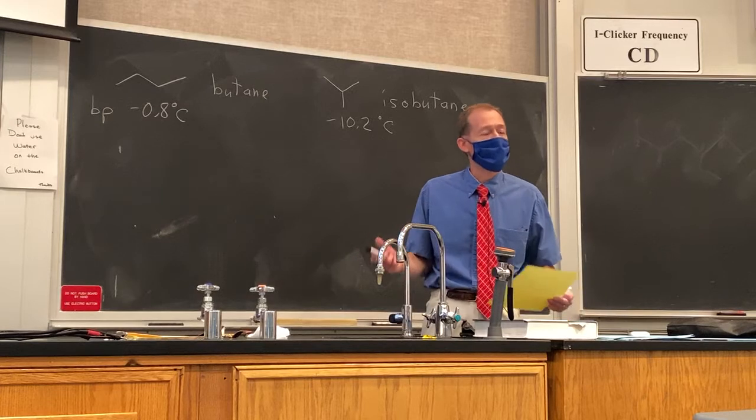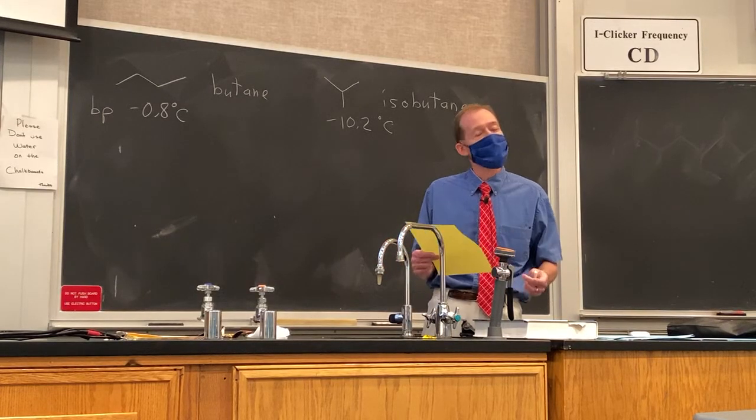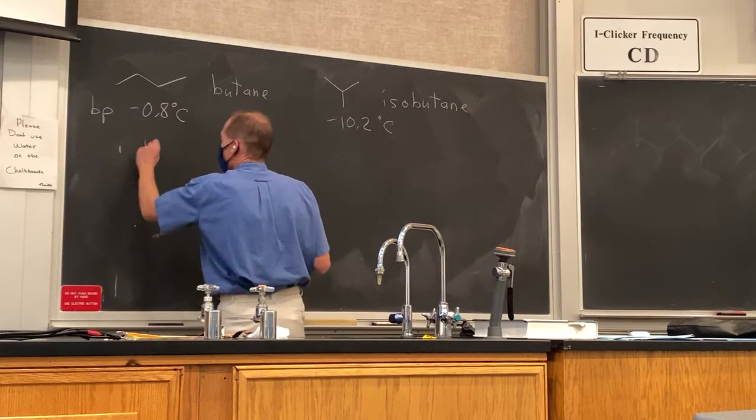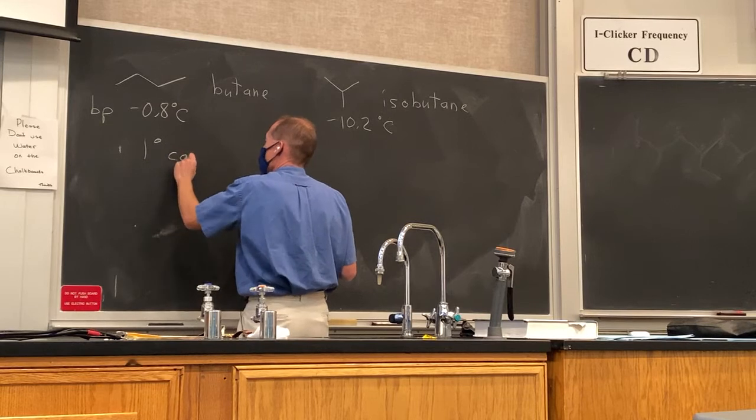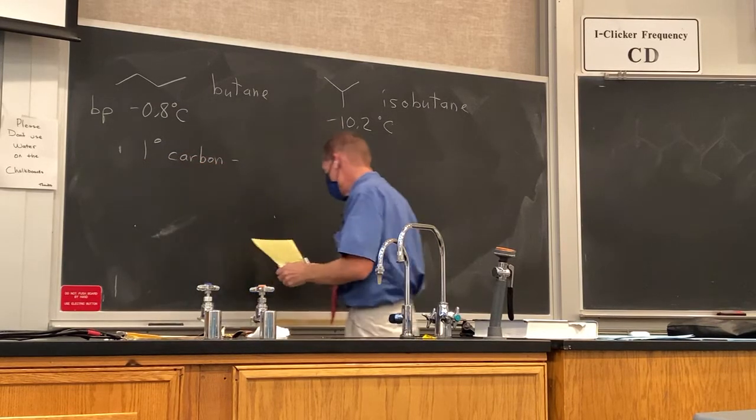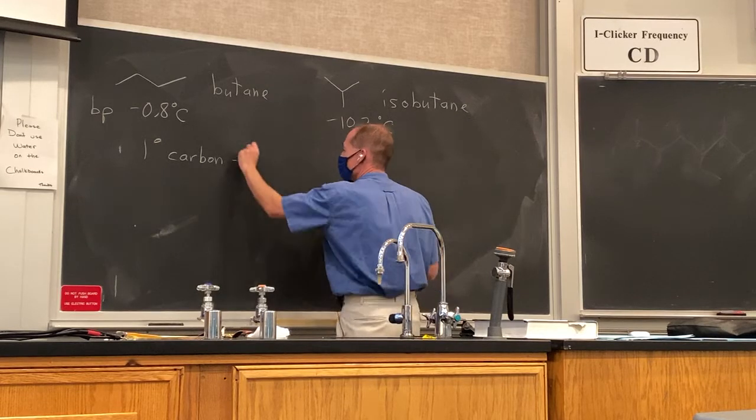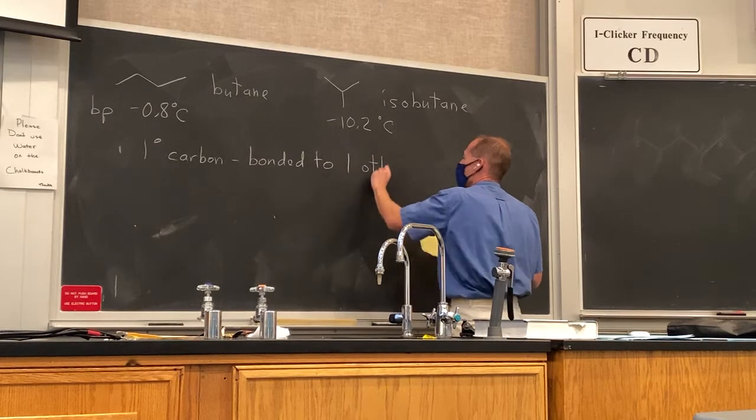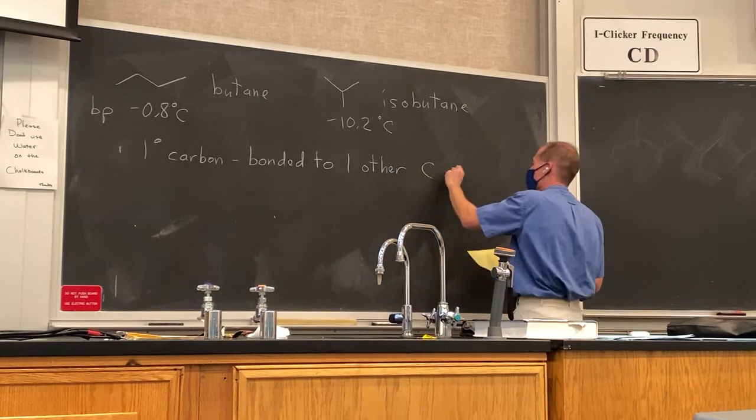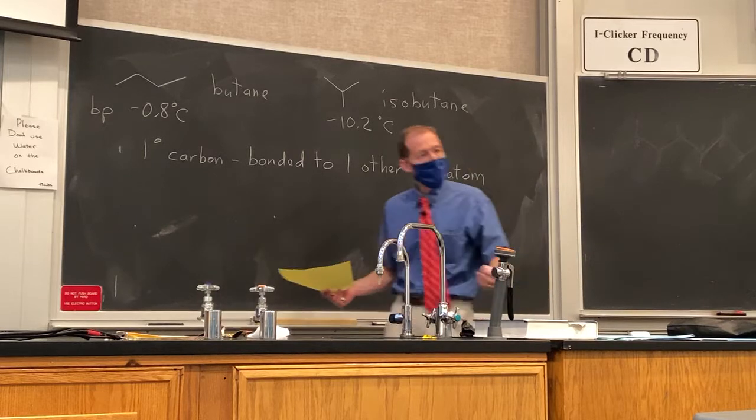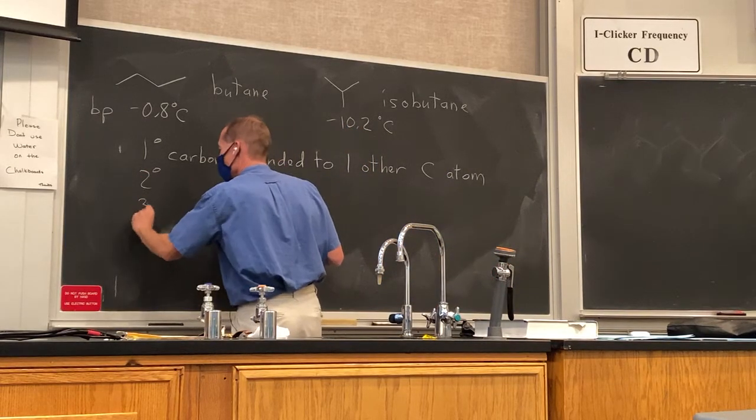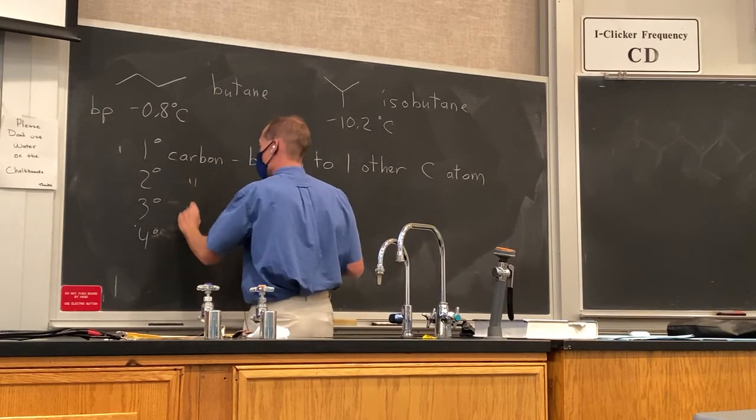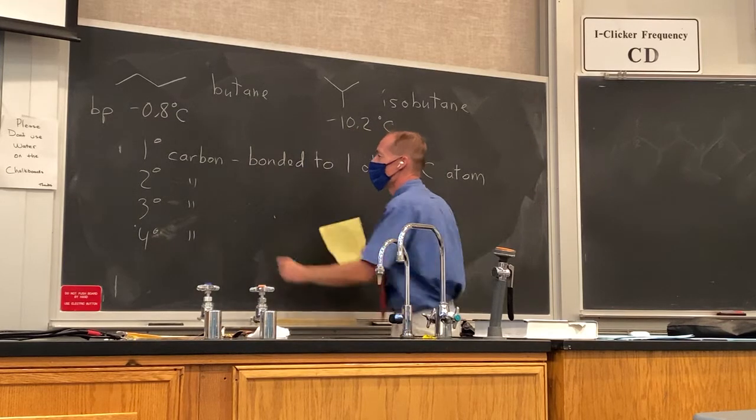All right, so some vocabulary that we need to learn before we can discuss larger alkanes, referring to types of carbons or the degrees of carbons. So we can have a primary carbon. A primary carbon is bonded to one other carbon atom. And based on this definition, we can define secondary, tertiary, and quaternary carbons.